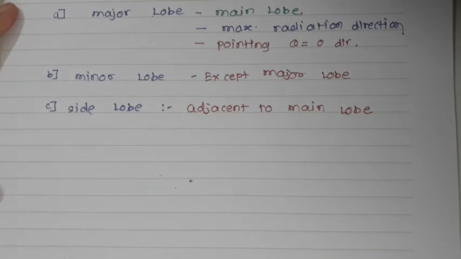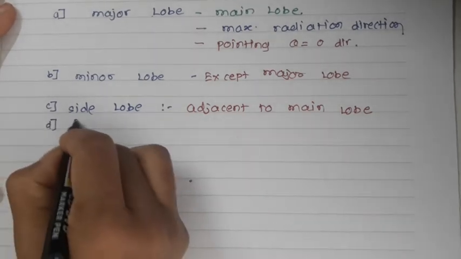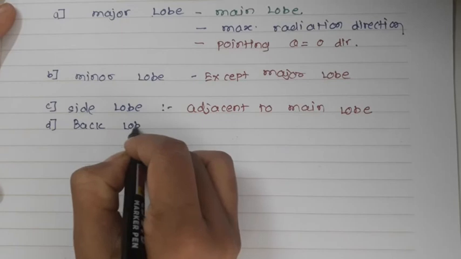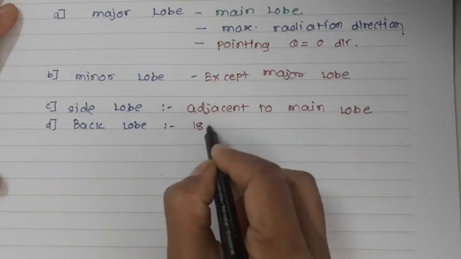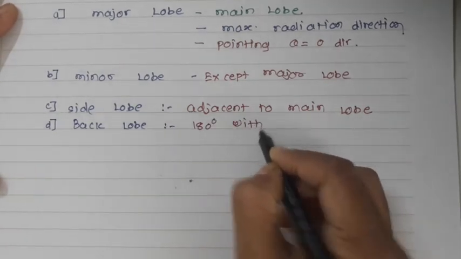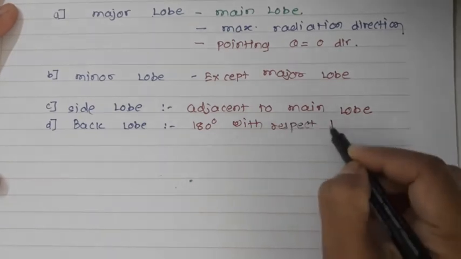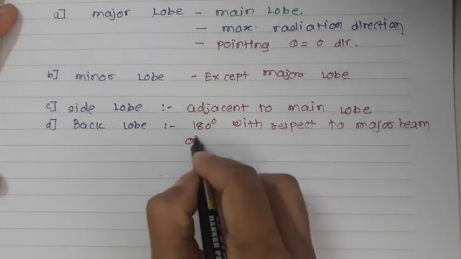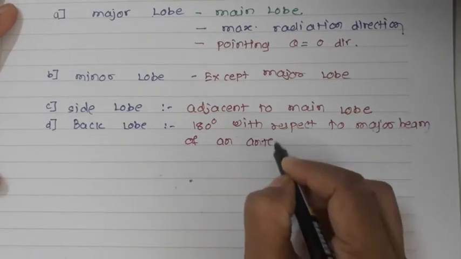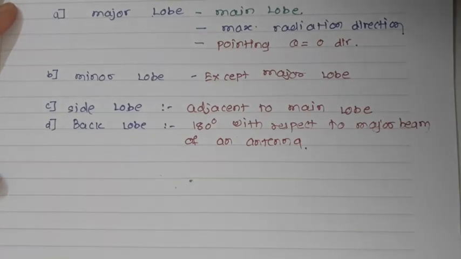Now the last one is the back lobe. So what do you mean by the back lobe? It is a radiation lobe whose axis makes an angle of approximately 180 degrees with respect to the major beam or major lobe of an antenna. Usually it refers to a minor lobe that occupies the hemisphere in the direction opposite that of the major lobe. So this is the second antenna, which is the directional antenna.